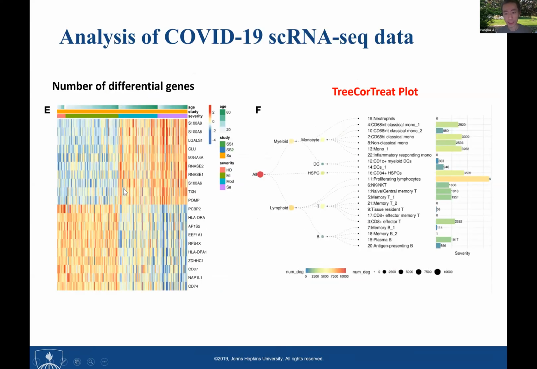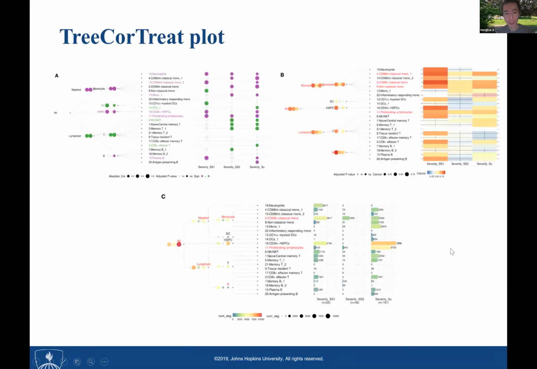In my previous example, we only used disease severity as one phenotype or outcome. But indeed, you can display multiple analyses within the same trickle tree plot. For example, we have collected COVID-19 data from multiple different studies. SS1 and SS2 are two patient cohorts from one study, and SU represents another study.